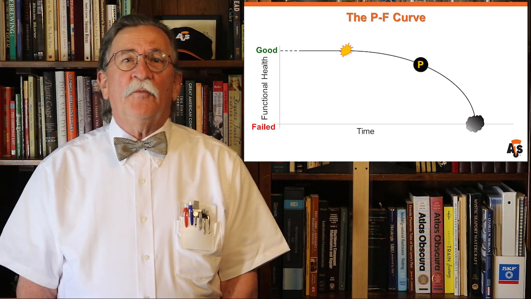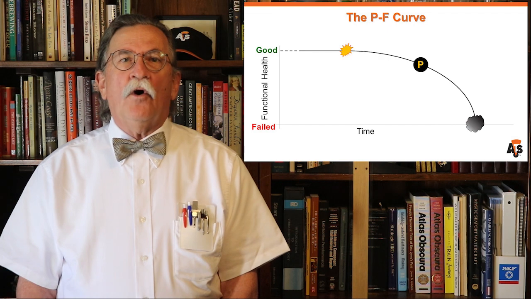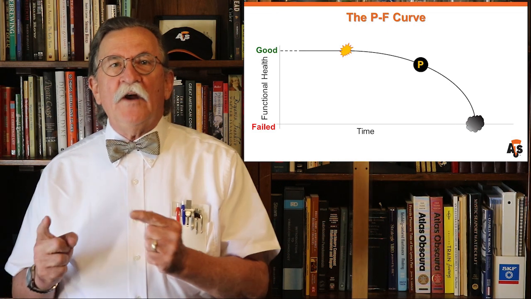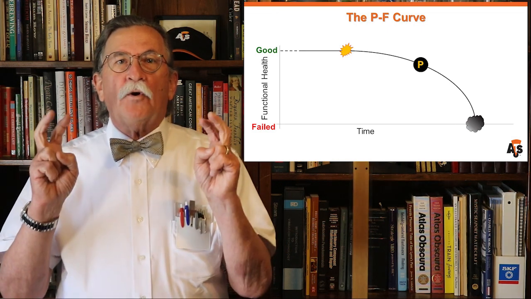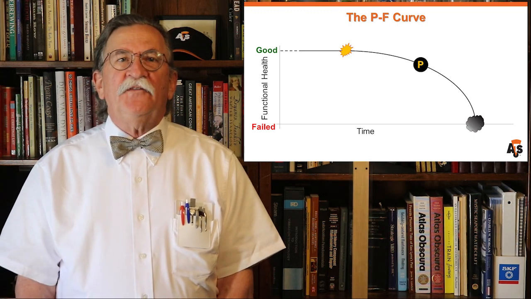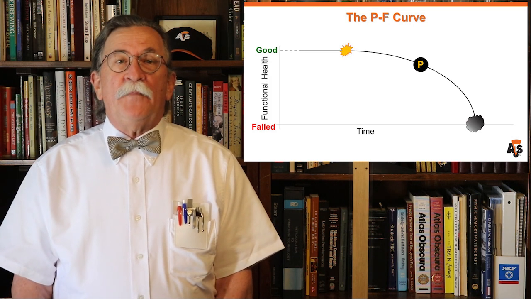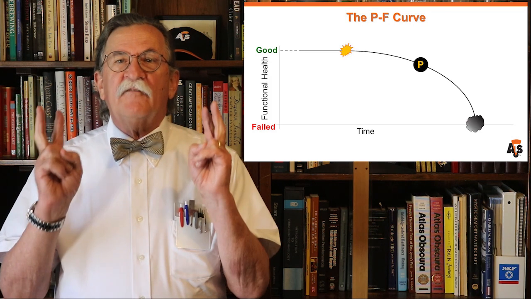I prefer to think of point P as being where along the curve the already started and progressing damage can be perceived. It's when the damage manifests itself to us by becoming detectable. So think of point P as the point of perception.